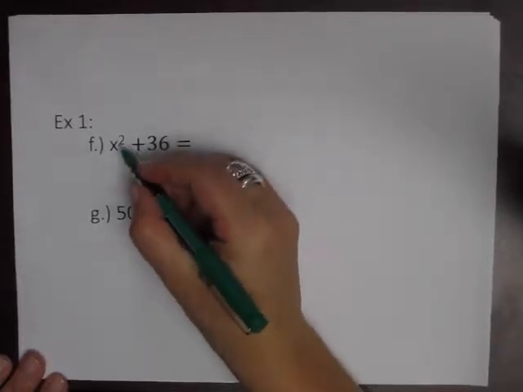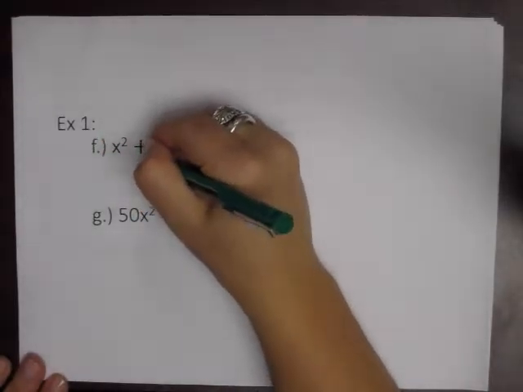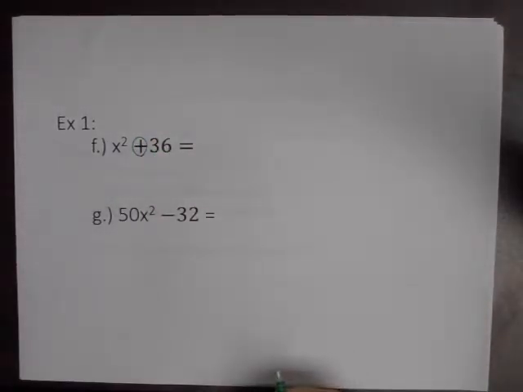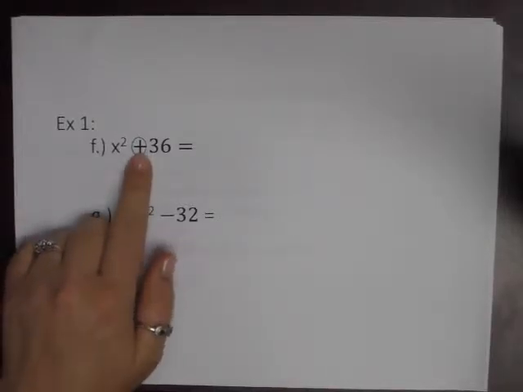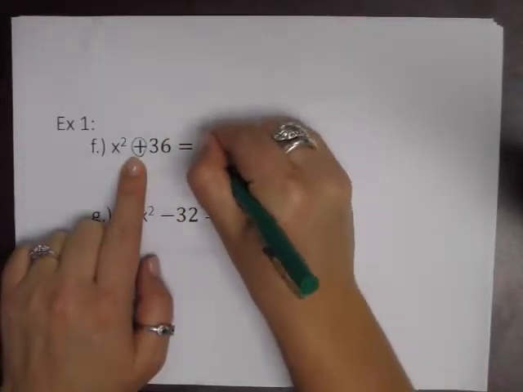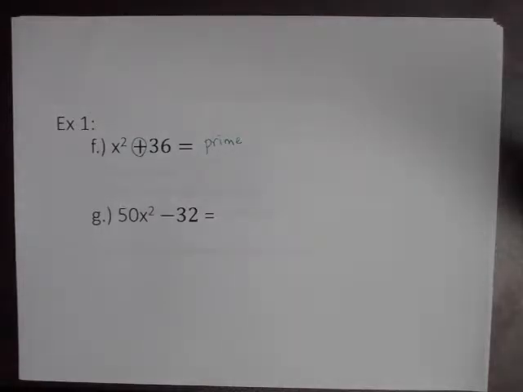Alright, for F it says x squared plus 36. I notice that I'm missing my b, which is good, but my problem here is that it's an addition problem. It's very easy to rush through these problems and see that you have perfect squares and take the square root, but please make sure that you pay attention that it is a subtraction problem, because if it's addition, your answer is going to be prime. Don't let that confuse you.